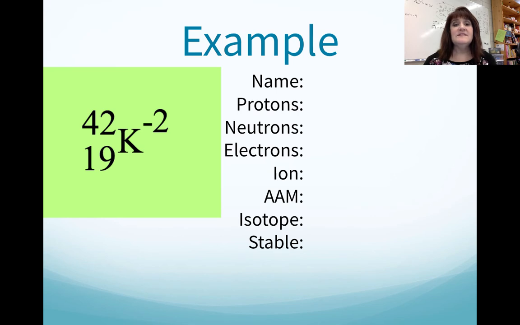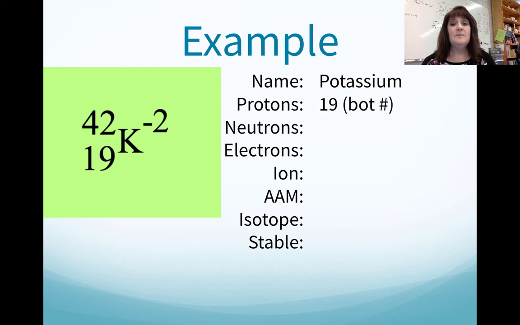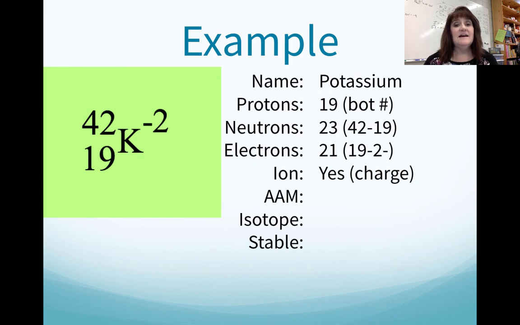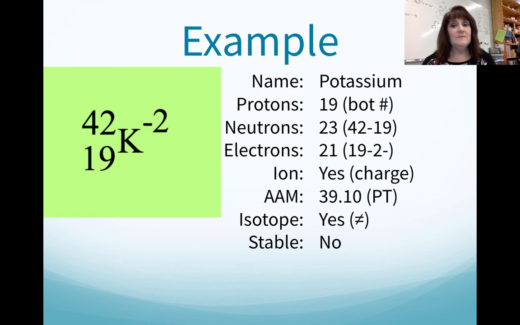Let's look through this example. This is the same one that was at the very beginning. Its name is potassium. There are 19 protons, that's the bottom left number. There are 23 neutrons because it is 42 minus 19. There are 21 electrons because it is 19 minus a 2 negative. This is an ion because it has a charge. The AAM from the periodic table is 39.1. This is an isotope because 42 is different than 39. Therefore, it is not stable.